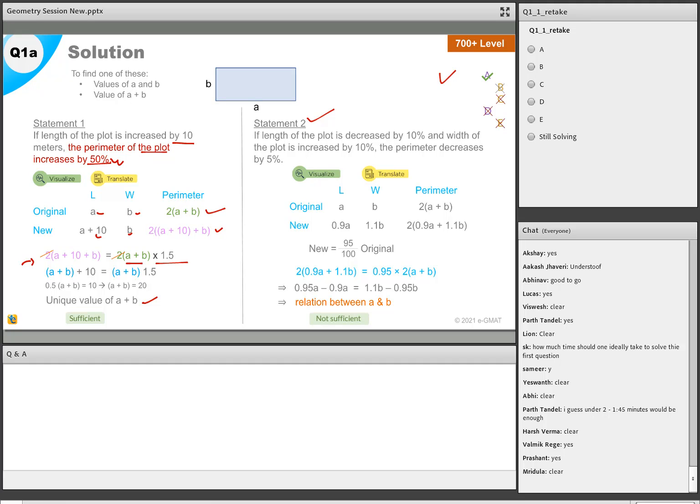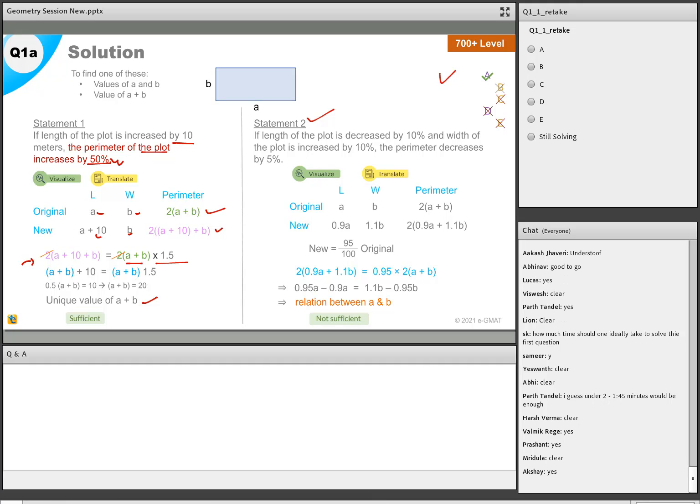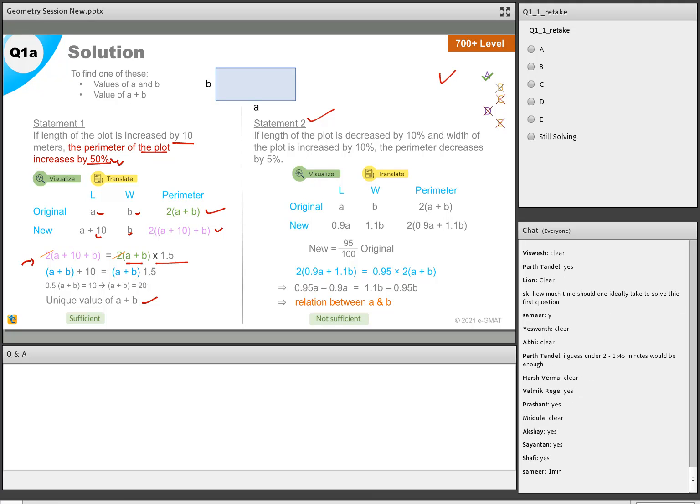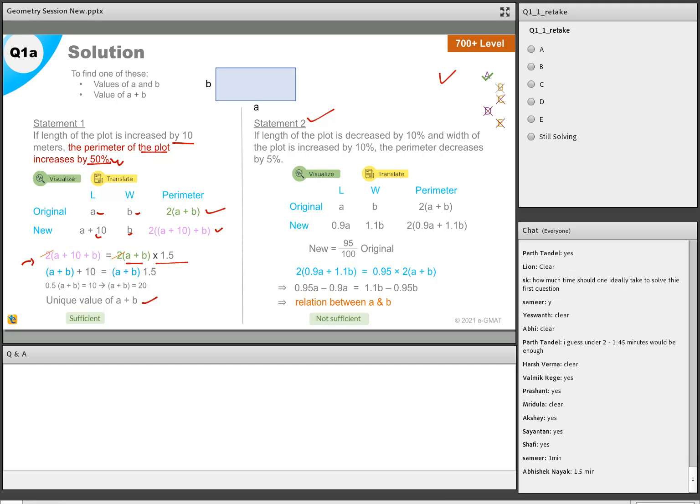Okay, now I had a very interesting question. How much time should you take to solve this question? In my opinion, you should not be taking more than 2 minutes to solve this question. Even if it's a 700 level question, it's not that difficult, right? It's very simple calculations over area and perimeter. And that's the reason I recommend nothing above 2 minutes should be taken to solve this question.